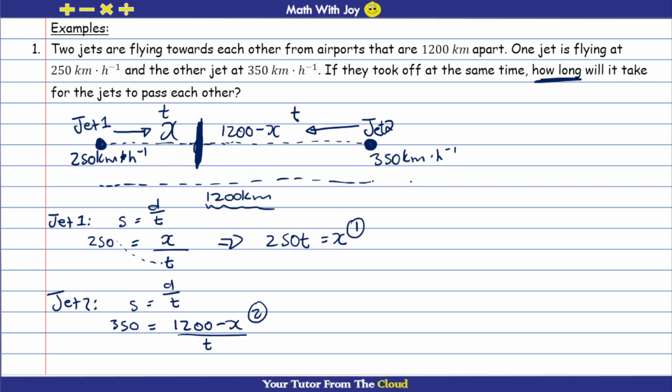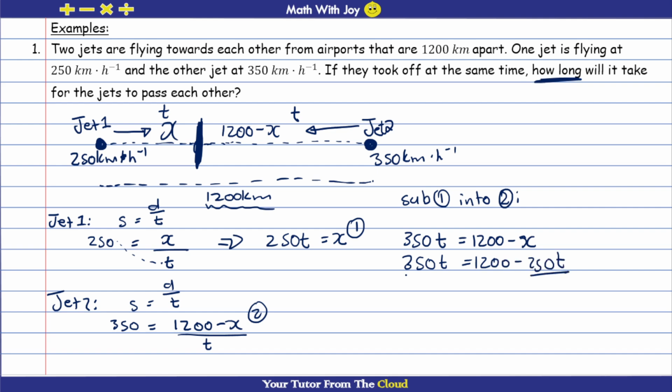Now what I want to do is sub 1 into 2, so we're solving for these simultaneously. Instead of rewriting it, I will just take the t to the side because I'm going to run out of space. So let's make 350t equal to 1,200 minus x. But in the place of x, we want to substitute 250t. So we're going to have 350t is equal to 1,200 minus 250t.